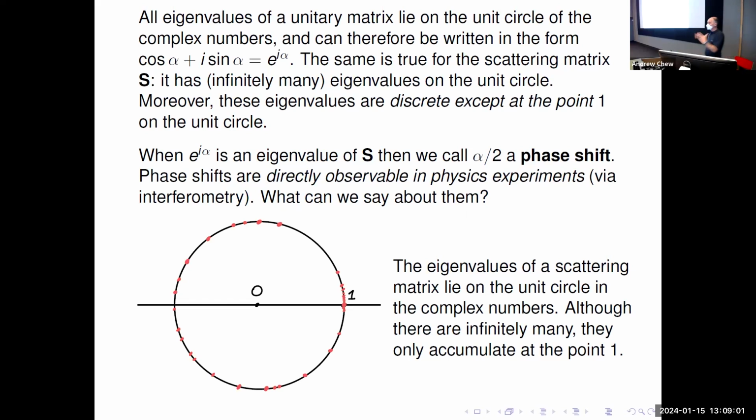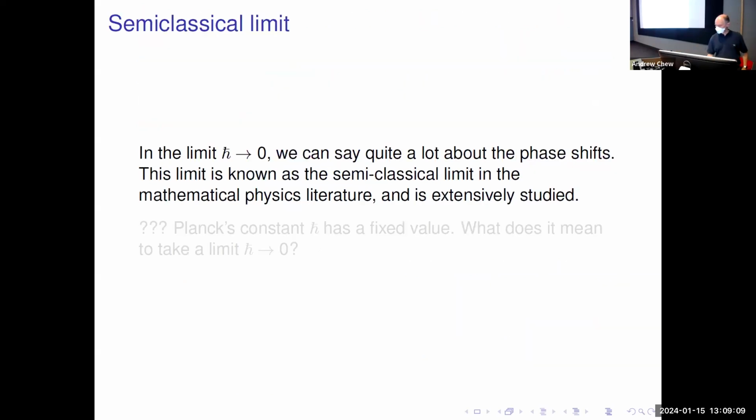So, of course, mathematically, we would also like to make statements about the spectrum of the scattering matrix. So what can we say? Well, we can say quite a lot in what's called the semi-classical limit, which is the limit as h bar tends to 0. This is a very important limit both in the mathematical physics and the mathematics literature, and has been extensively studied.